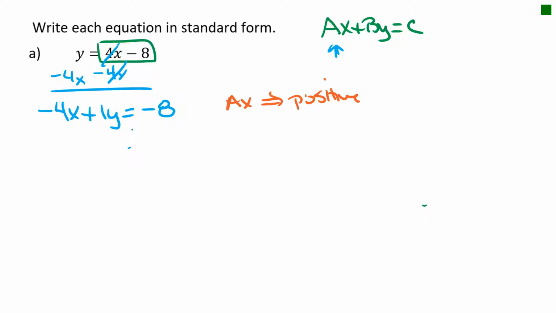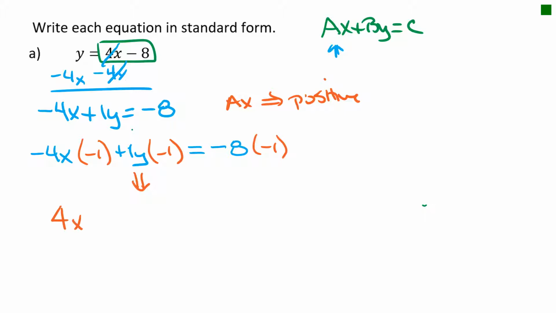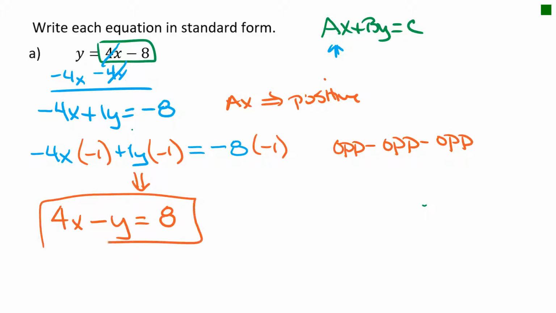So since it's not, we're going to multiply every single one of these by negative 1. So we're going to take negative 4x and multiply it by negative 1. We're going to take positive 1y and multiply it by negative 1. We're going to take the equal and just write it. We're going to take negative 8 and multiply it by negative 1. So our result is a positive 4x, a negative y, and a positive 8. Okay, sometimes people call this opping. You're going to take the opposite of the first term, the opposite of the second term, and the opposite of the third term, so your whole thing has a positive x term.